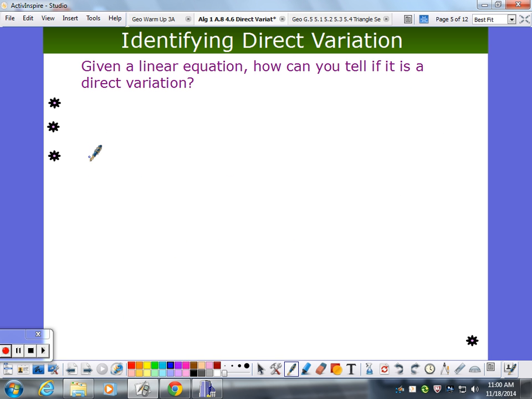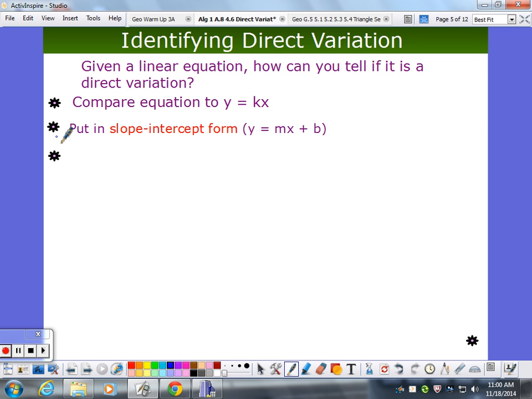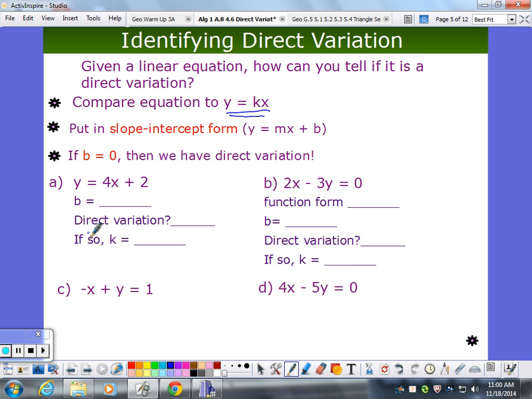How do you know if you have a direct variation? Given a linear equation, you always compare it to y equals kx. You may have to put it in this slope-intercept form. For example, if you have y equals 4x plus 2, what's b? Is this a direct variation? What has to be true for a direct variation? B has to be 0. So this is not a direct variation, so there is no k. I'm putting not applicable here. If it's not a direct variation, there is no constant of variation.